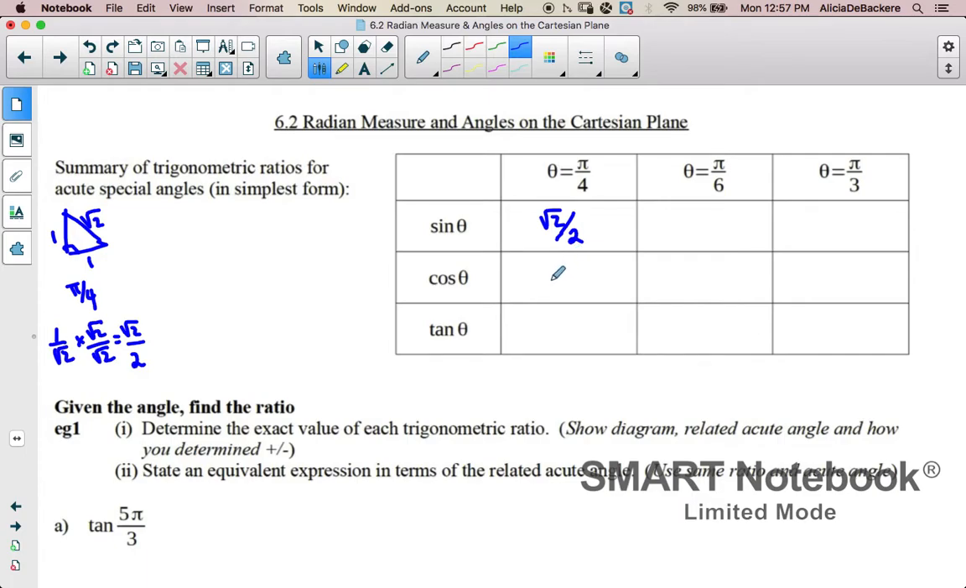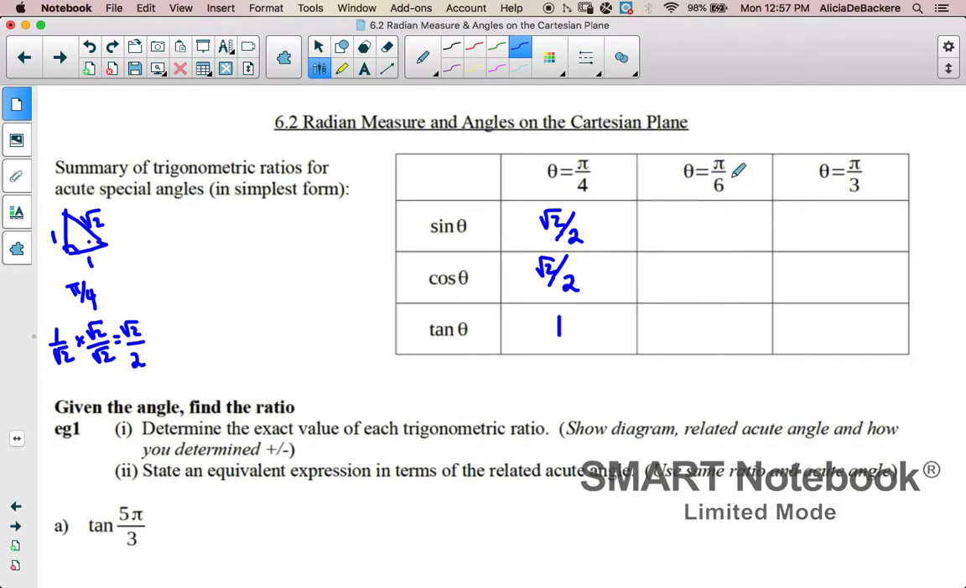For cos of theta, it's the same thing because it doesn't matter which corner I'm looking at. So let's say I was looking at pi by 4 as being this angle down here, then the opposite is 1, but the adjacent's also 1. So I also get 1 over root 2, which is the same as root 2 over 2. And then for tan of theta, again, doesn't matter which corner you take a look at, tan is the opposite over the adjacent, so it's just 1 over 1, which reduces to just 1.